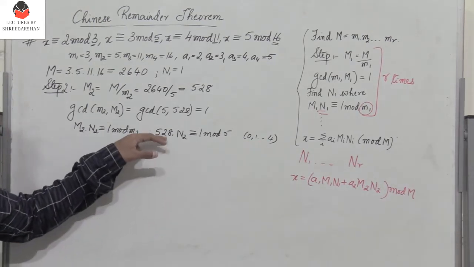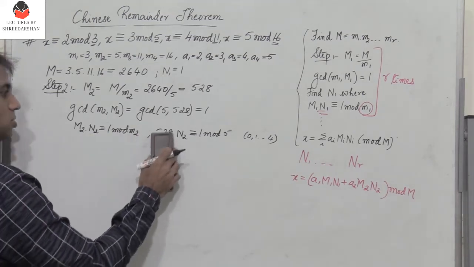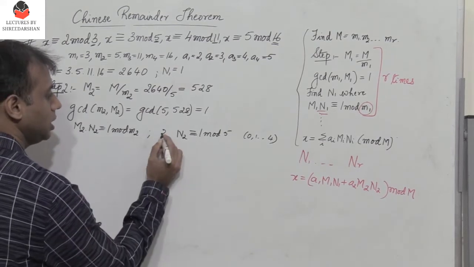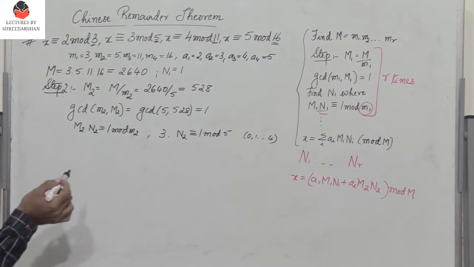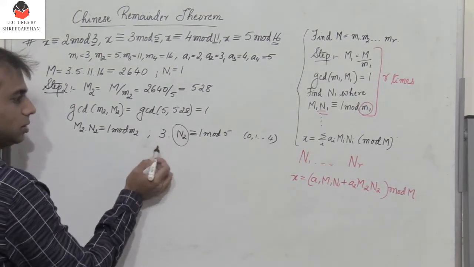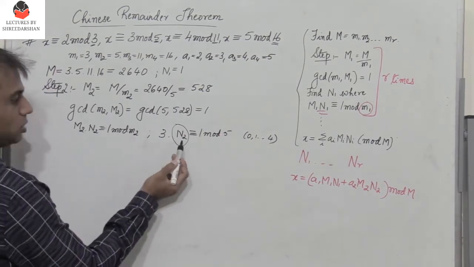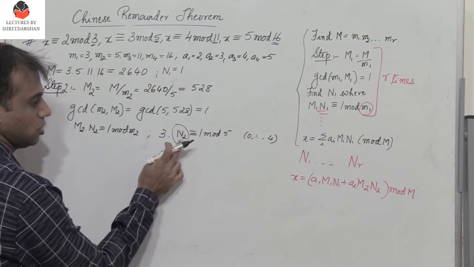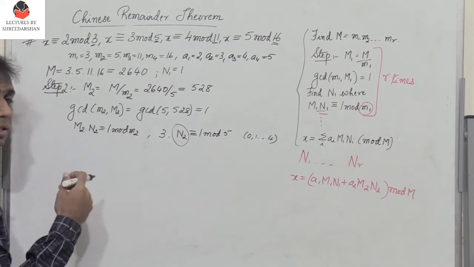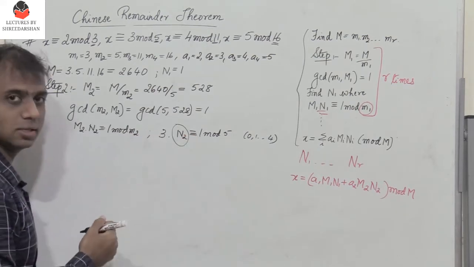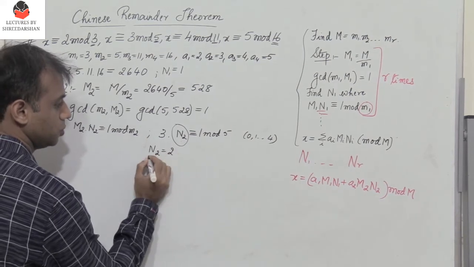So how do I express 528 in mod 5? Divide 528 by 5 and get the remainder. We find that the remainder is 3. So I have 3 into N2 being congruent to 1 mod 5. I need to find the inverse of 3 in mod 5. Let's do it by inspection. 3 into 0 is 0, so 0 is not the inverse. 3 into 1 is 3, so 1 is not the inverse. 3 into 2 is 6, and 6 in mod 5 is 1. So therefore N2 is 2.